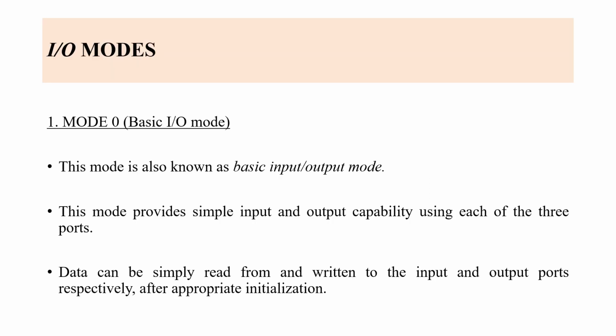Now let us discuss the 3 modes under IO modes. First one is mode 0 or basic IO mode. This is the most basic and simple mode coming under IO mode. This mode provides simple input and output capability using each of the three ports, that is port A, port B and port C. All these three ports can be used for input and output. That is mode 0.